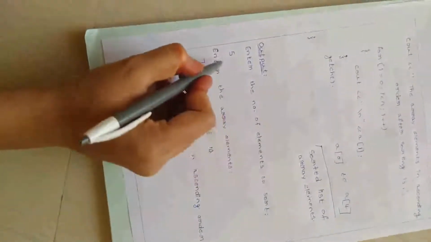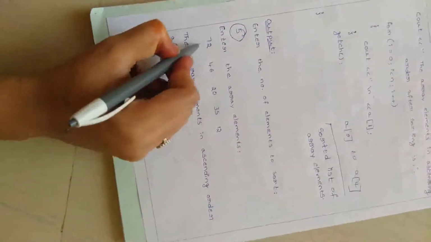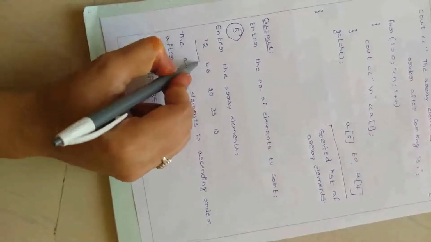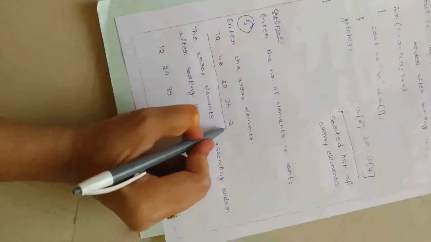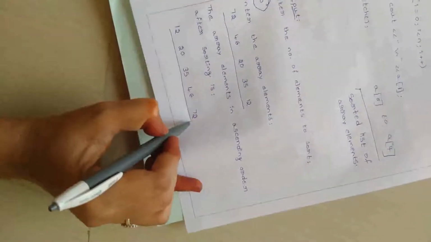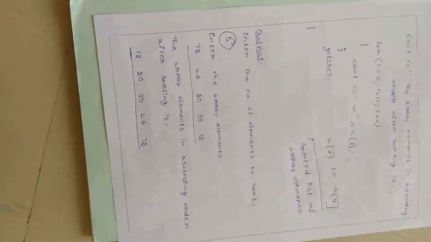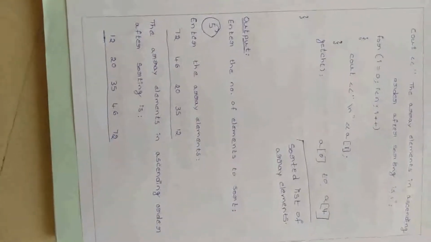First we have to read the array size, that is 5. Next we have to read the array elements. Since the array size is 5, we are reading the 5 elements. After sorting, we get the sorted list in ascending order. In this way, we can sort the elements in ascending order. This is the simple program for sorting the elements of an array in ascending order.